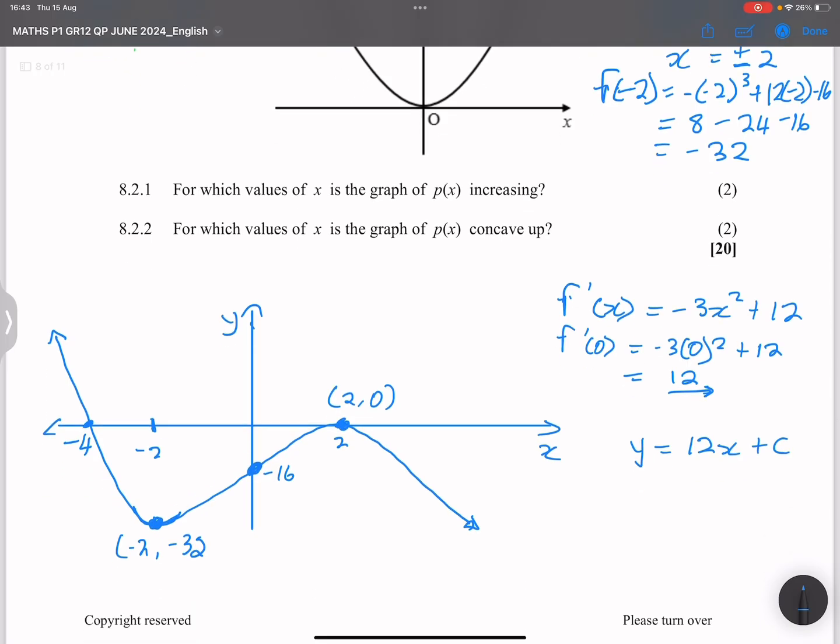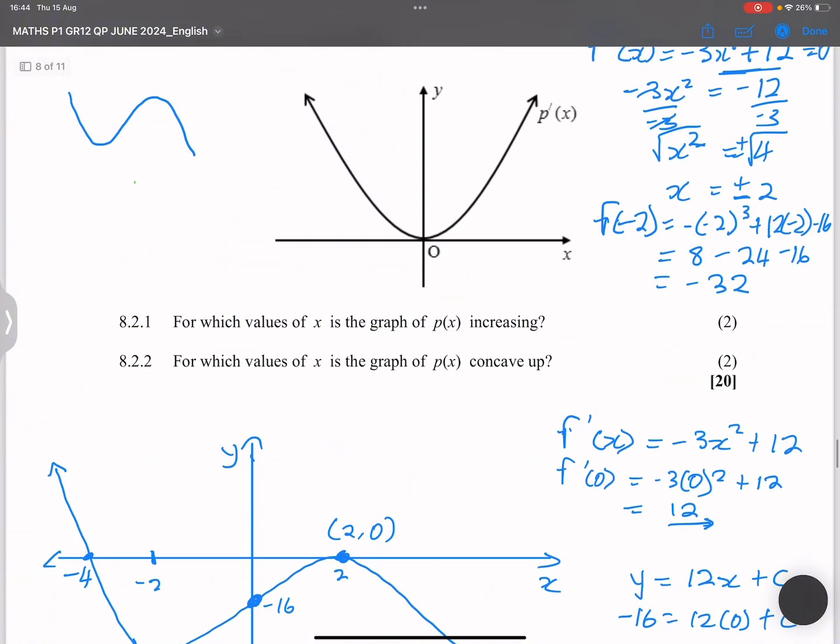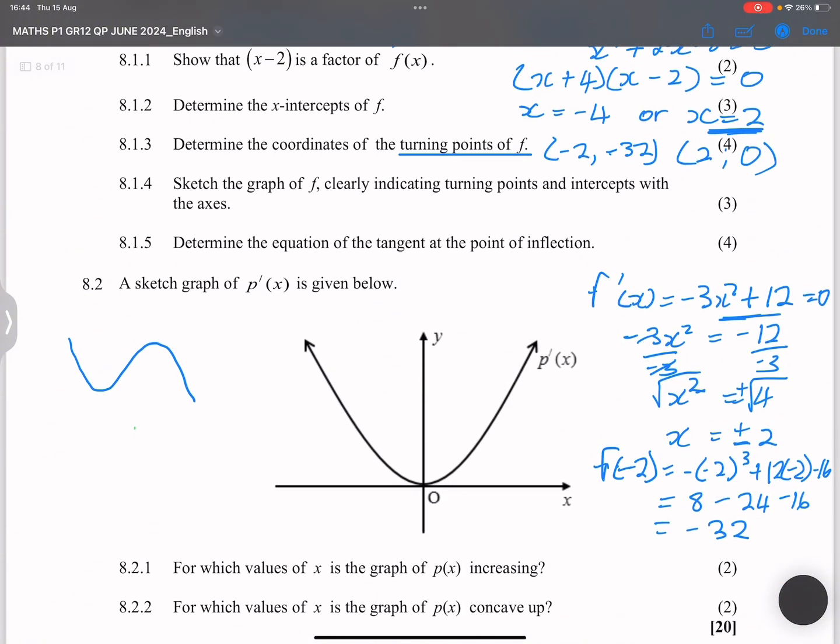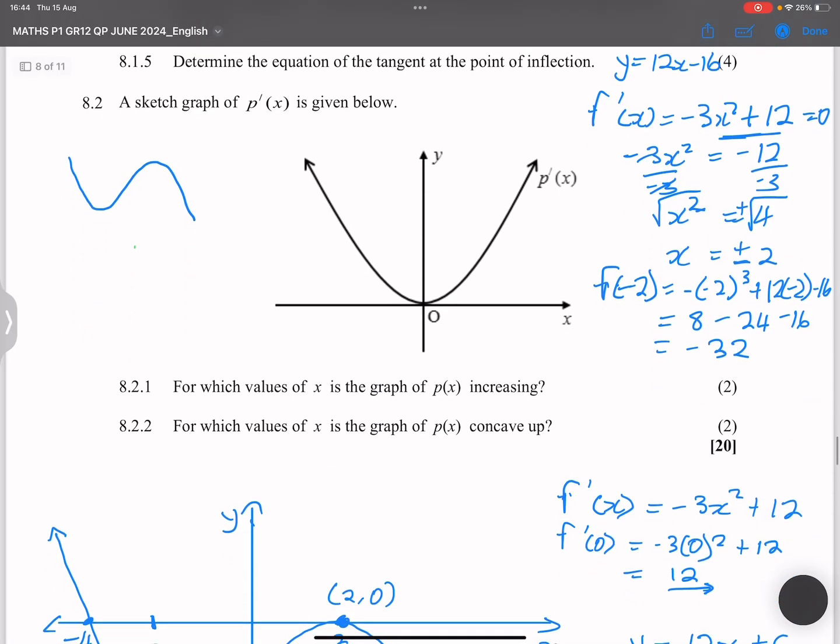We are now going to substitute the point of inflection, because that's the gradient of the tangent at the point of inflection. So we know when y is -16, in fact, our c value will be -16. Our x value is 0 plus c, so this will be -16. So the equation of the tangent will be y is equal to 12x minus 16. Right, so I hope that you got that.